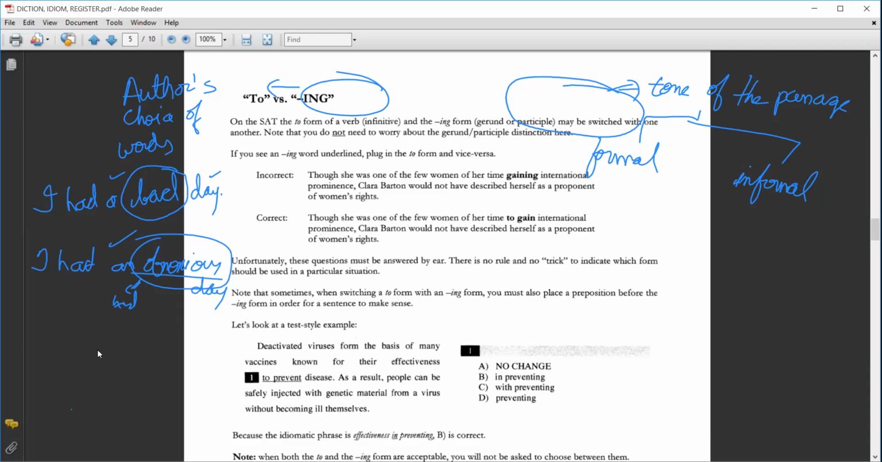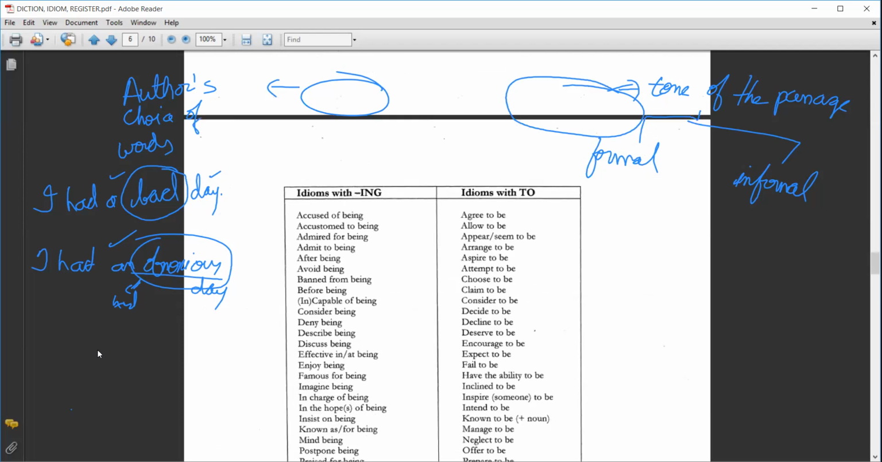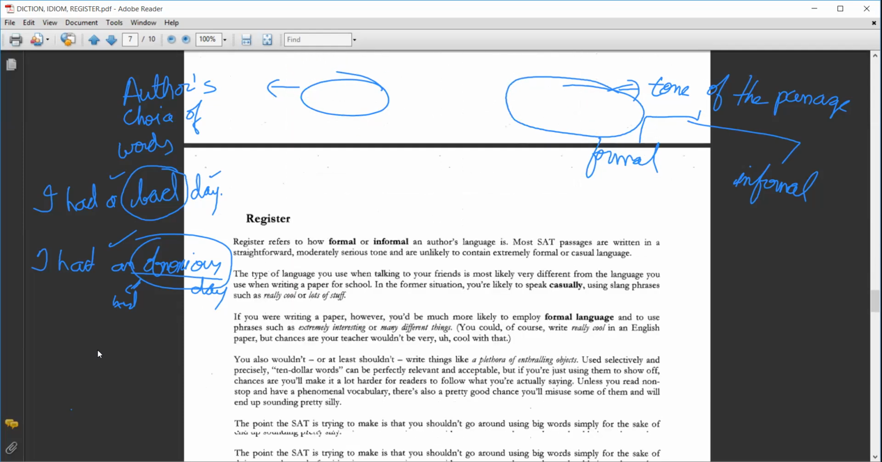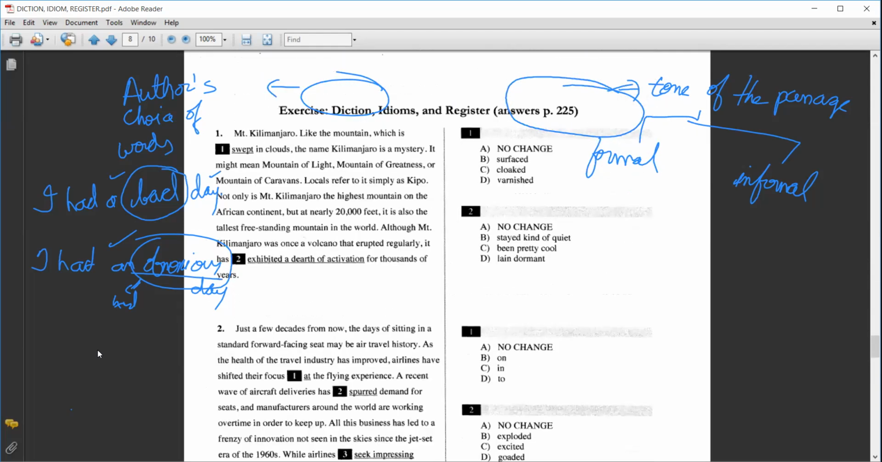So that's diction, idioms, and register for you guys. I'll send the PDF in the group. You can check it out. Register, as I just explained, is nothing but the tone of the passage. And then there is an exercise. You can do that as well.